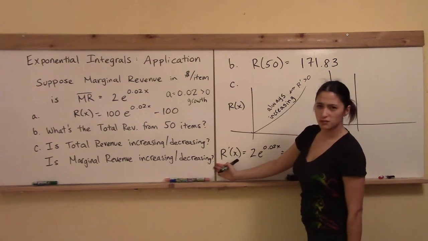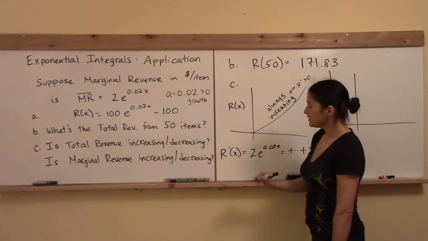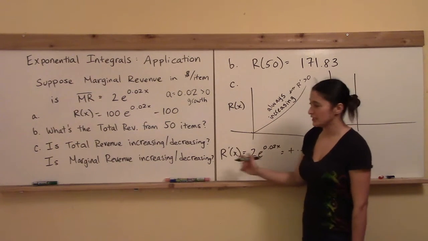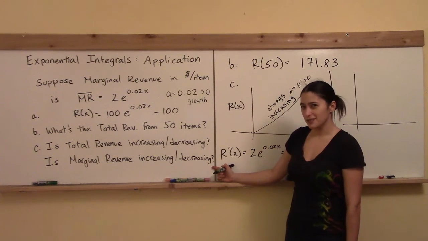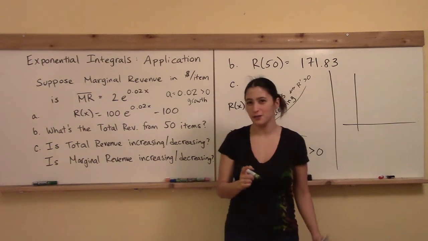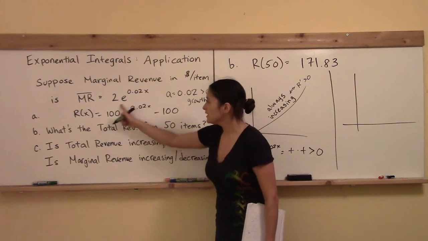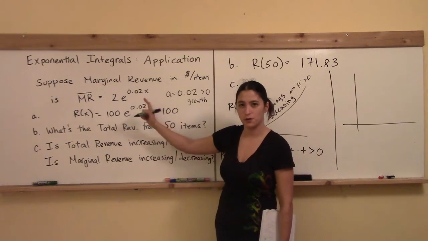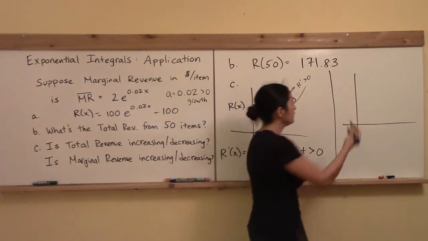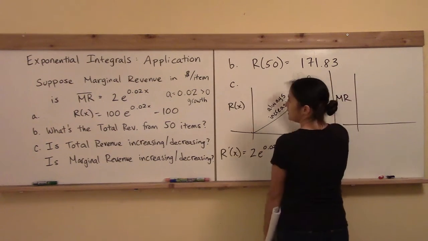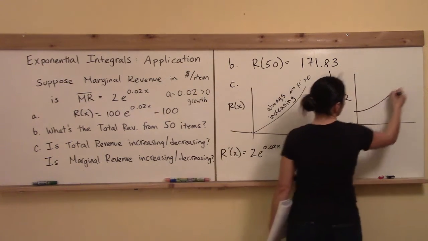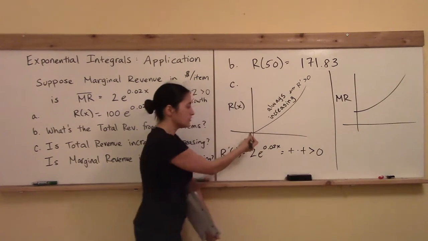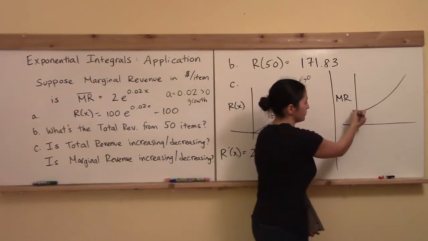Okay, that was just an analysis of the total revenue, but the other part of the question says, is marginal revenue increasing or decreasing? After all we've been through here, what do you think is the answer? Are you thinking increasing? I'm thinking increasing, right. And you know why? Because the marginal revenue is a functional expression which is exponential in form with a positive growth rate. If I plotted the marginal revenue, when x is equal to 0, I get the number 2. So it has a different y-intercept. See, r of 0 is equal to 0, but mr of 0 is equal to 2.